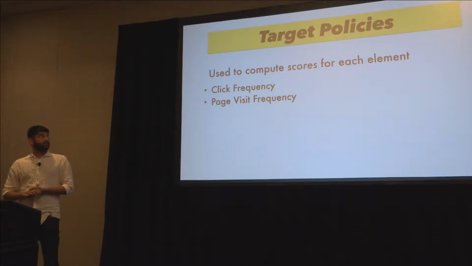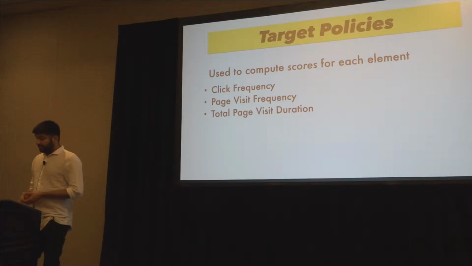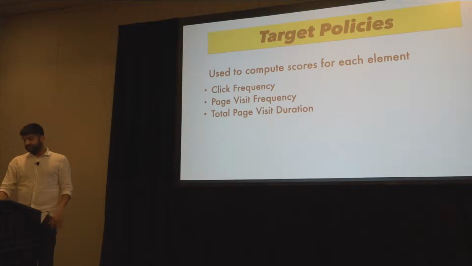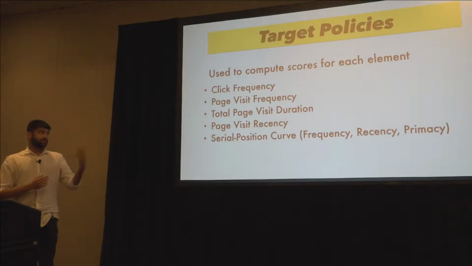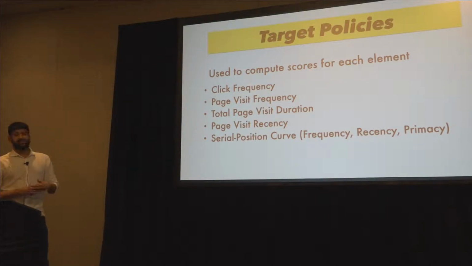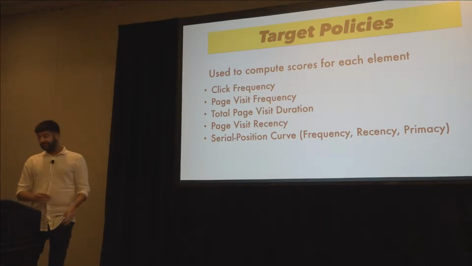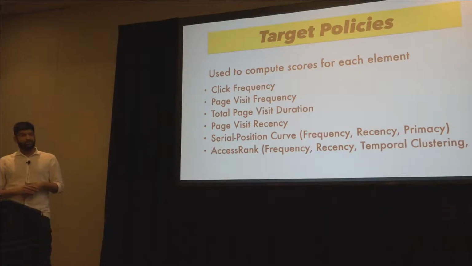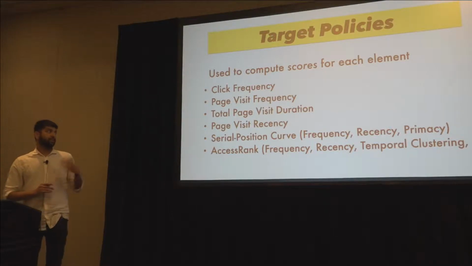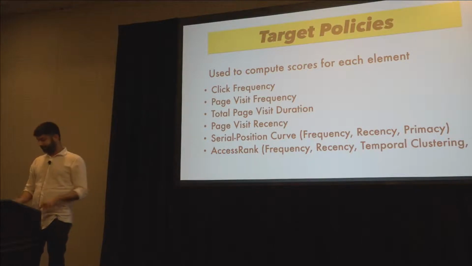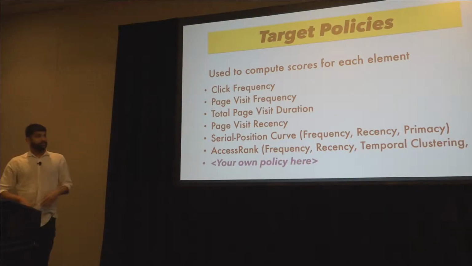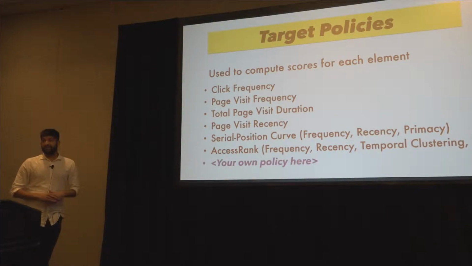Or page visit frequency, which is how many times you visited a different page specified by a link. Different aspects such as page visit duration, and we also have more sophisticated policies such as the serial position curve, which combines the frequency, the recency, and the primacy of different visits, or access rank, which is a well-known policy from the literature, which also combines different aspects such as temporal clustering or the time of visit. And finally, you could also include your own policy to extend SAM.